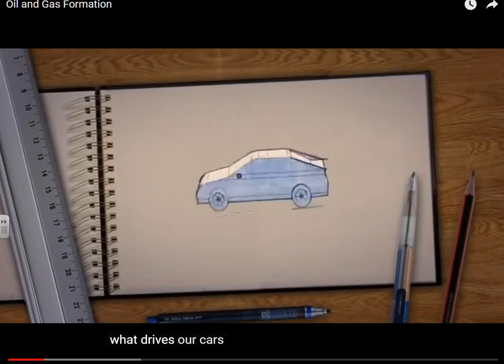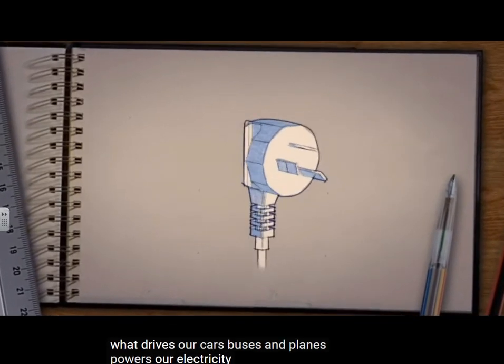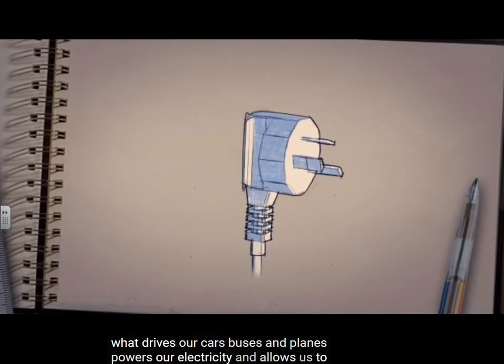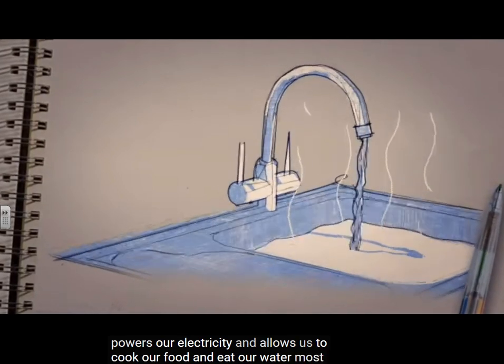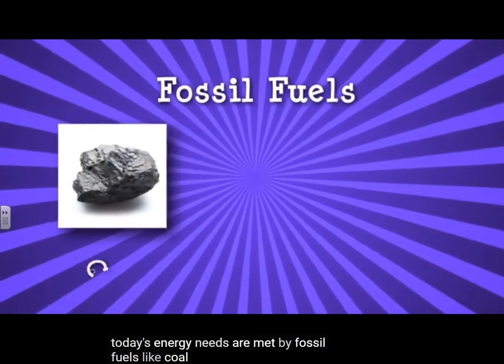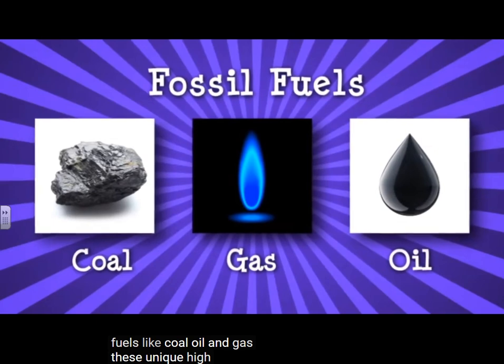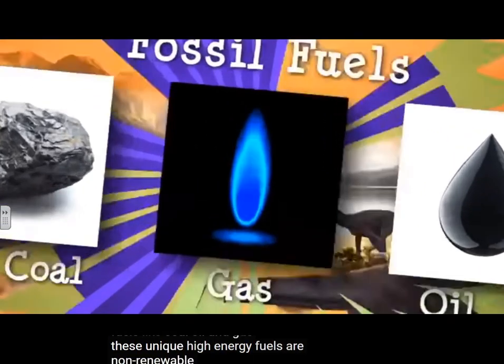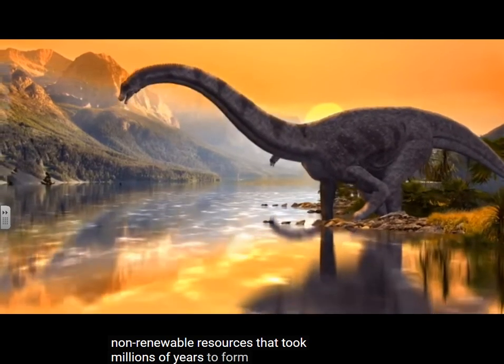What drives our cars, buses, and planes? Powers our electricity and allows us to cook our food and heat our water. Most of today's energy needs are met by fossil fuels, like coal, oil, and gas. These unique, high-energy fuels are non-renewable resources that took millions of years to form.